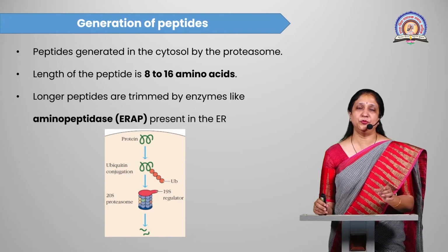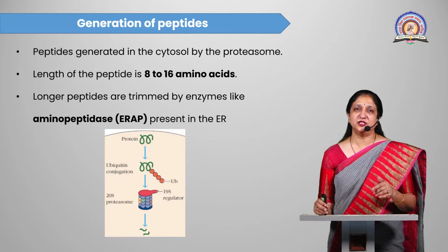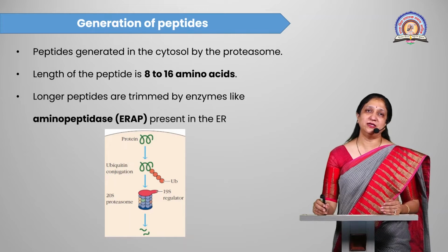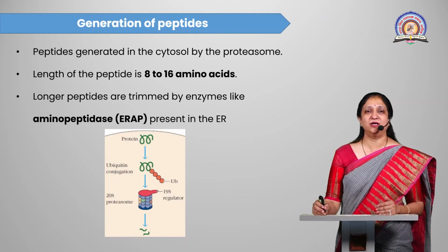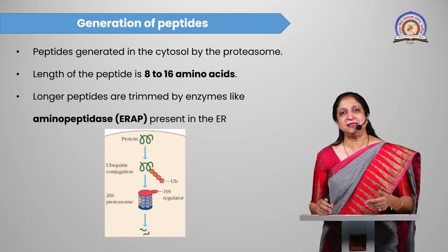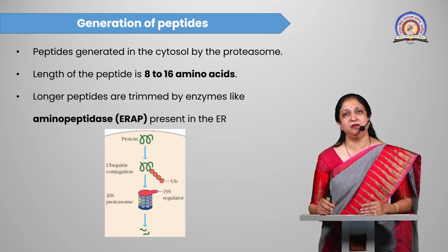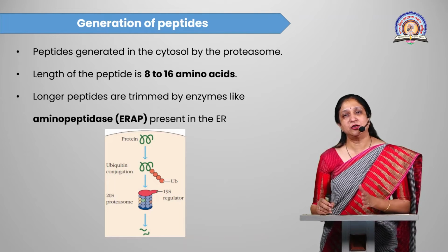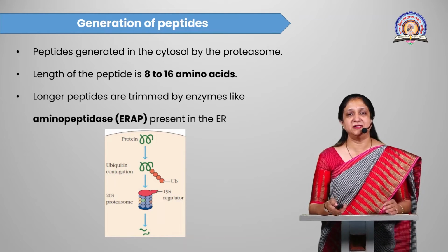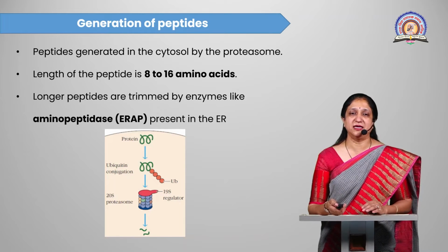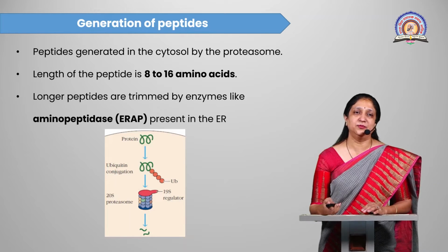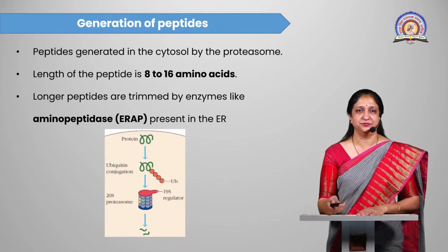This linear peptide then enters through the channel of the core particle of the immunoproteasome, such that wherever the hydrophobic amino acids or the basic amino acids may be present, the enzymes or the catalytic subunits of the core proteasome can act on these amino acids and cleave the protein into small peptides. The ubiquitin is recycled so that it can bind to other proteins and target them for degradation.